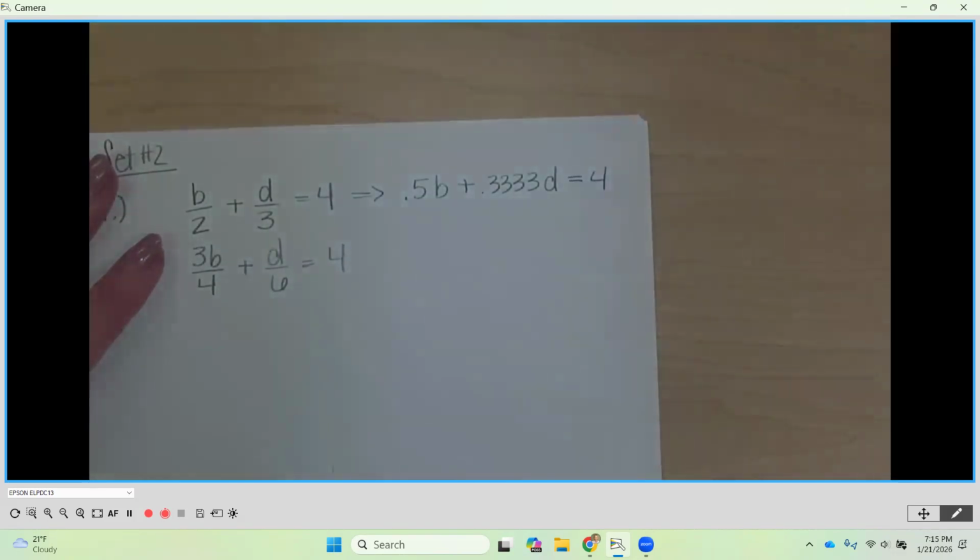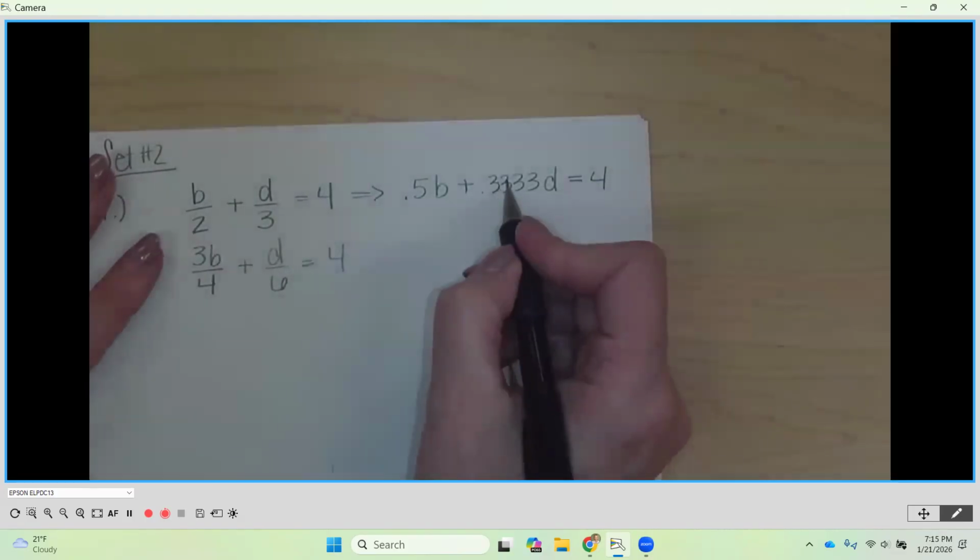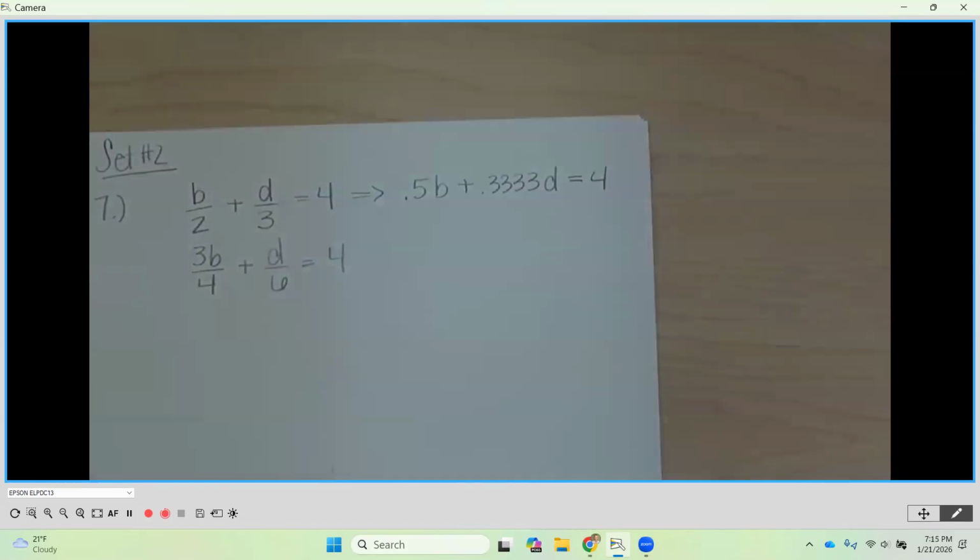What was that? Oh, yeah, you could do that as well, as long as you're holding it in your problem. So the question is, can I put the little line to show that it's repeating? Yeah, you definitely could do that.